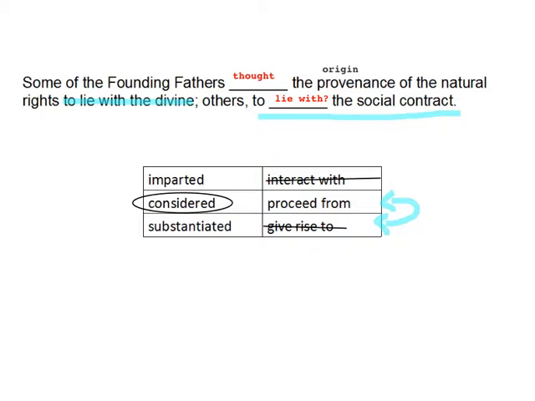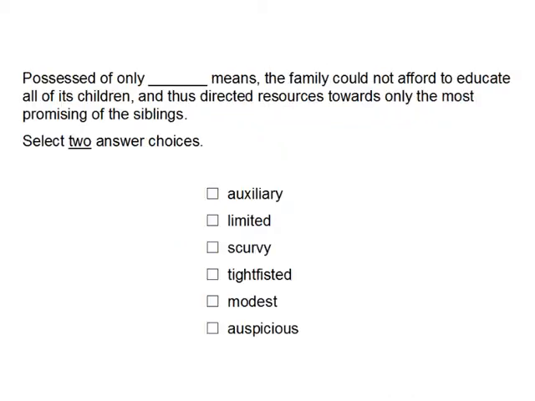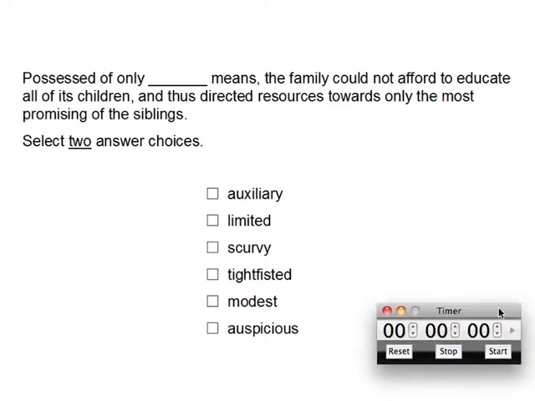Well, the question is, what were they saying in the first part of the sentence? Was the provenance of natural rights coming from the divine or creating the divine? And clearly it's coming from the divine, which gives us the same parallel meaning in the back half of the sentence, proceed from. Tough question there. All right, moving on. 1 minute for this one.